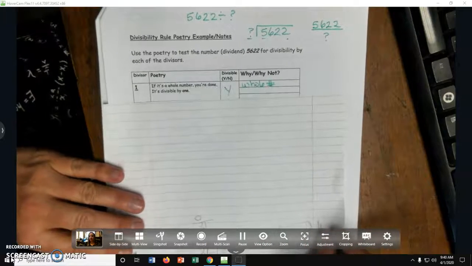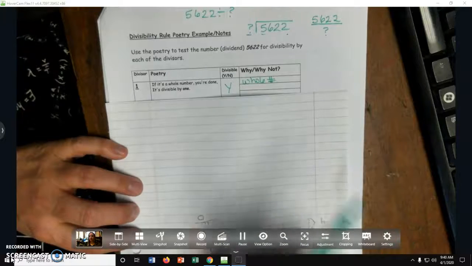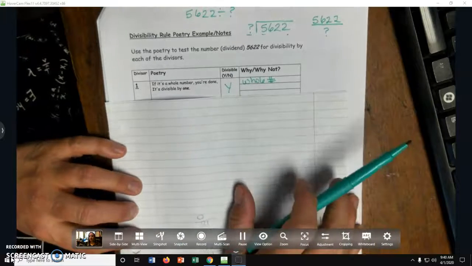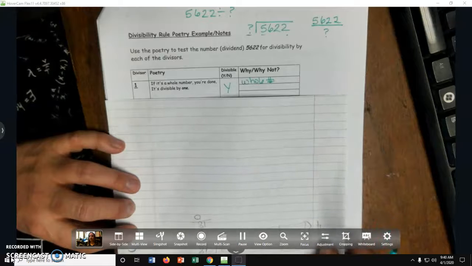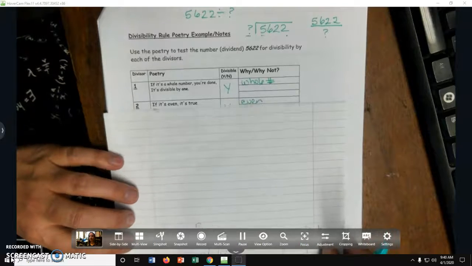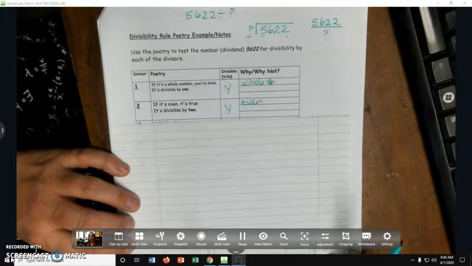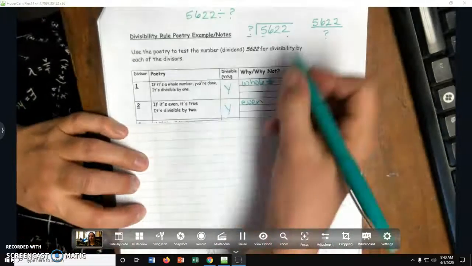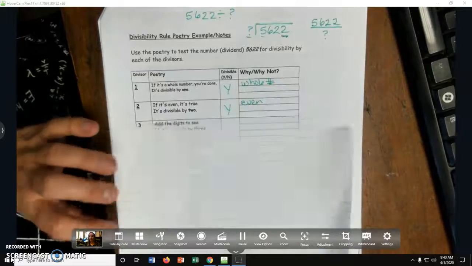Yes, it is. Why? Because it is a whole number. If it's a whole number, you're done. It's divisible by 1. Okay? Is 5,622 divisible by 2? Yes. Why? Because it is an even number. The last digit is a 2. That makes it even. All right.